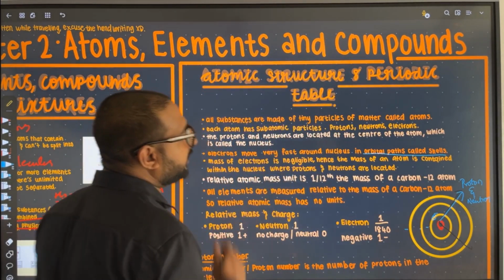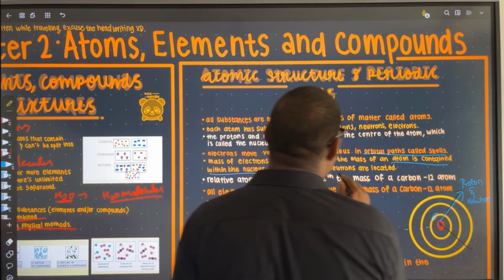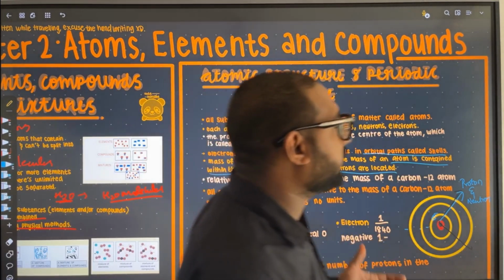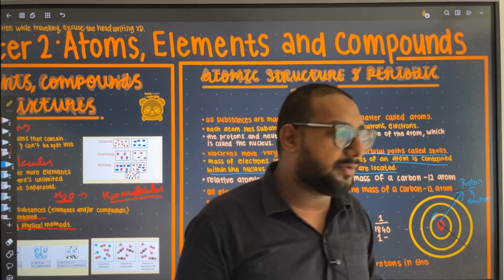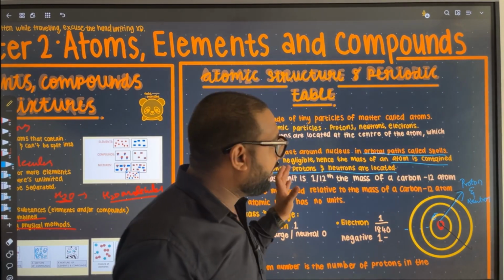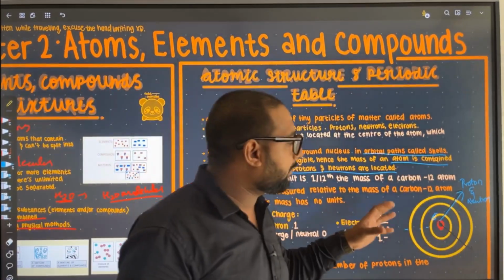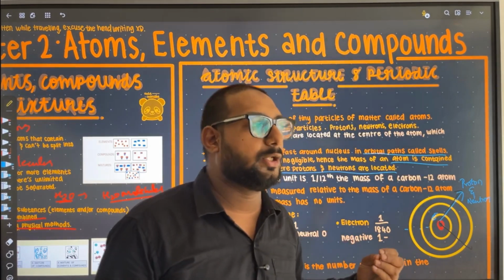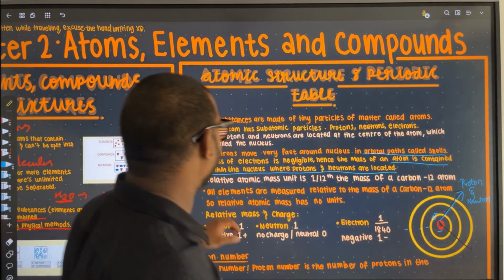The mass of the electrons is negligible, hence the mass of the atom is contained within the nucleus where protons and neutrons are located. The mass of electrons is very less, kind of negligible. The protons and neutrons are present in the nucleus, so you can say the mass of the atom is because of the nucleus.